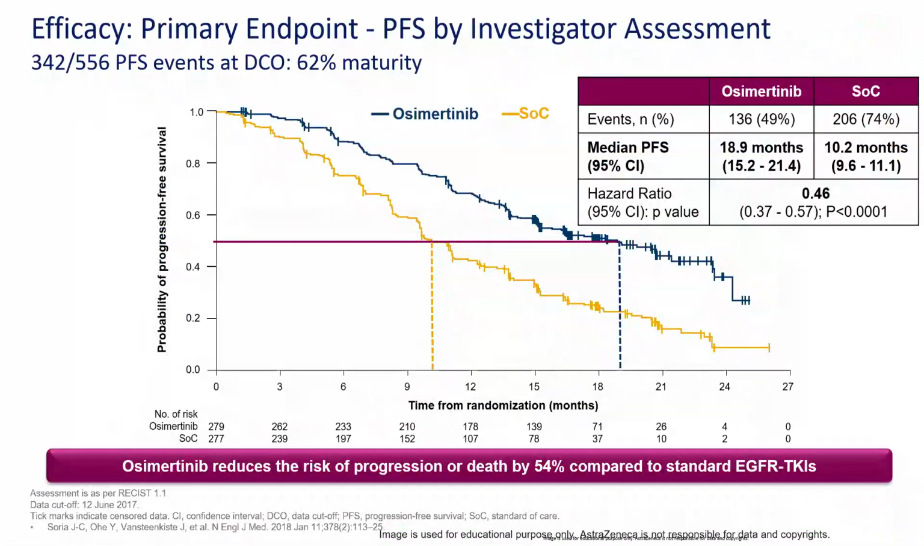For the primary endpoint PFS, if you see, it's 18.9 months versus 10.2 months, and the hazard ratio is 0.46. So osimertinib reduces the risk of progression or death by 54% compared to standard EGFR TKI.